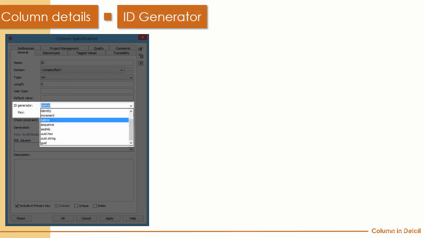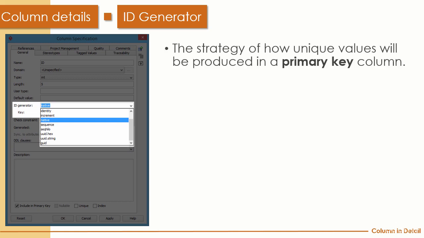And then the ID generation. The ID generation property is for you to select which strategy you want to use to produce the primary key column.